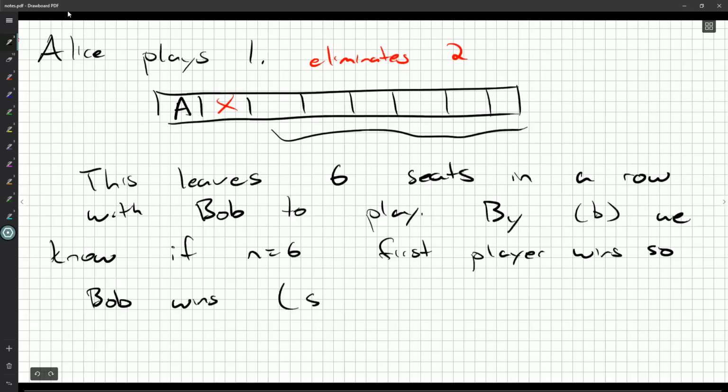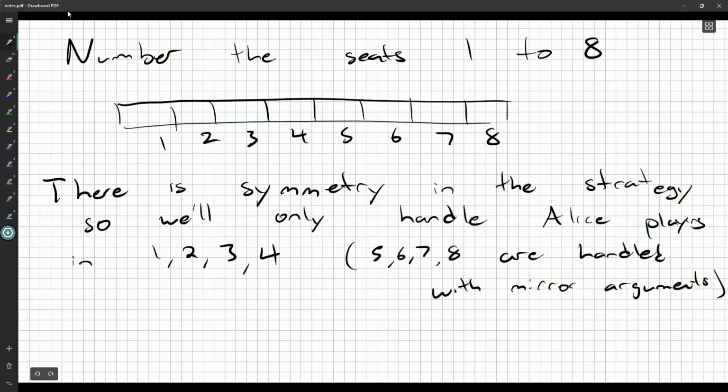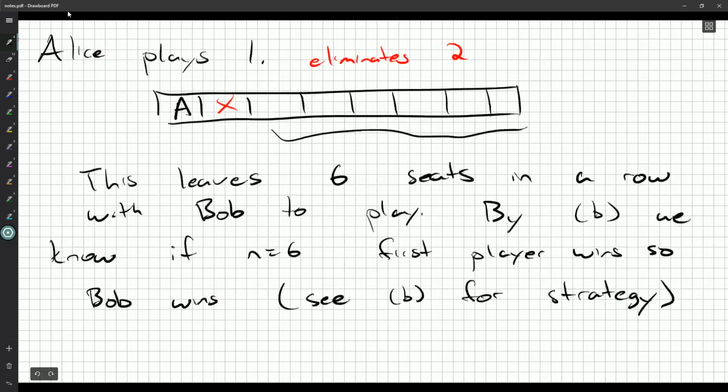So Bob wins, and then I would just say something like CB for the strategy. You could, if you wanted to, just reproduce everything we wrote for the B. I mean, there's not that much here, but why waste your time? You say, I already wrote up the strategy, CB for how it works. That's what we're interested in.